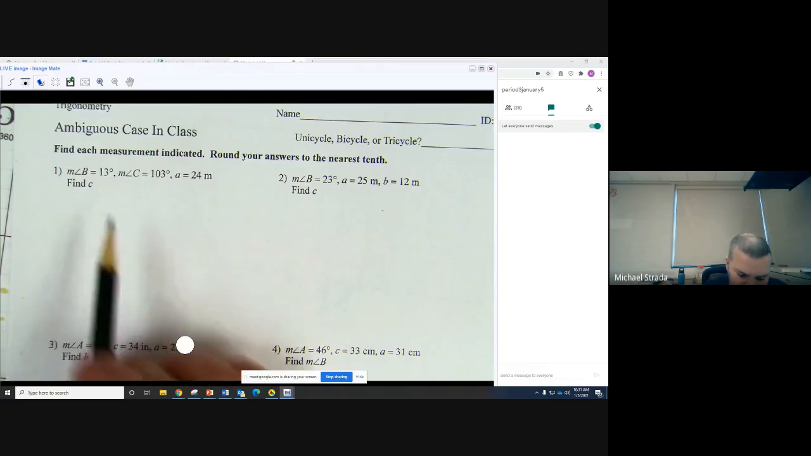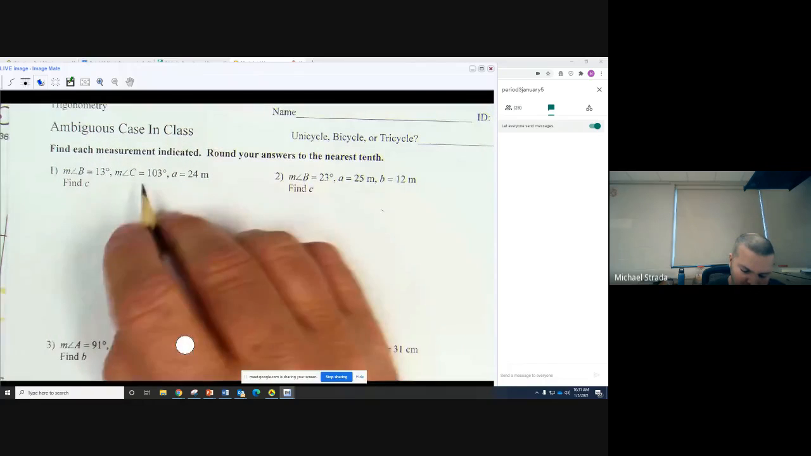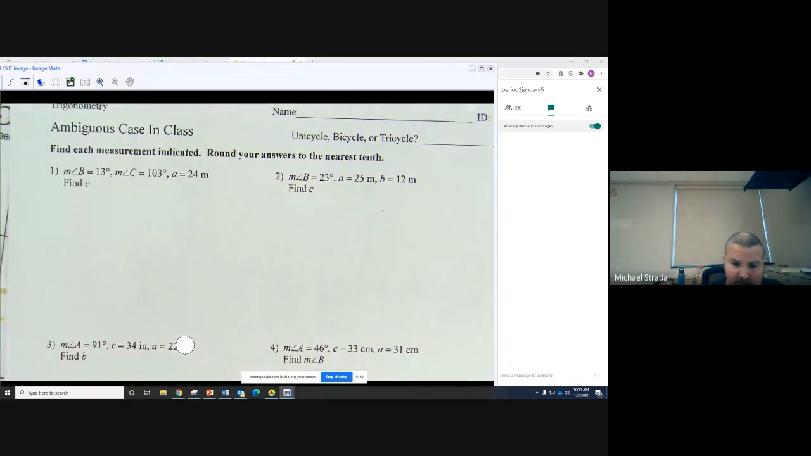They're giving you 2 angles. This is not ambiguous. This is angle, angle, side. So therefore you do not have to worry about it. There is no need to worry about the ambiguous case when they give you 2 angles.